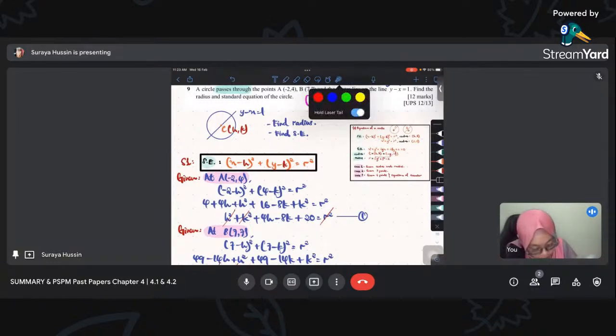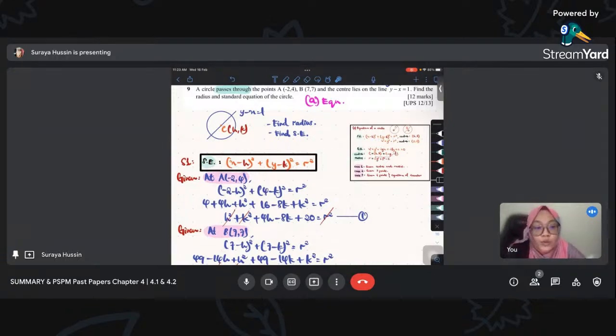Right, step 1. What we have here is the standard equation. This is your standard equation. If it says a circle passes through point A and point B, you can substitute point A and point B into the equation of circle. That is the first step. Substitute these two points into the equation you chose.